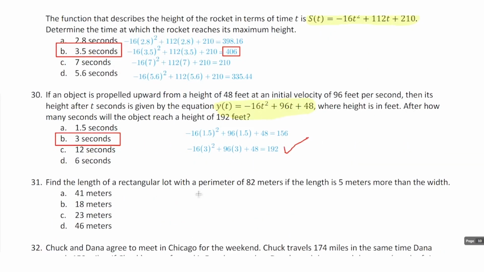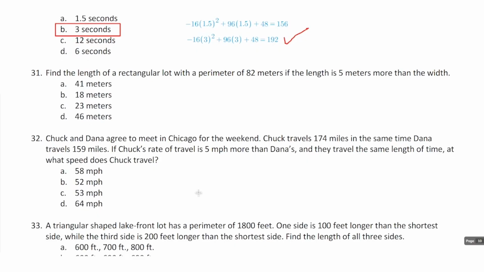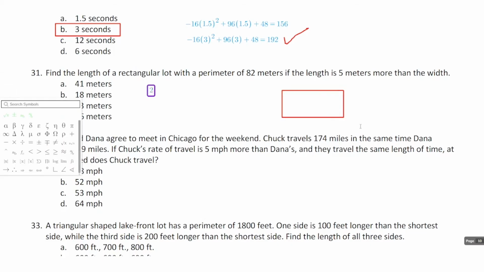B's in a row. Oh, I guess not. Number 31. Find the length of a rectangular lot with a perimeter of 82 and a length that's 5 meters more than the width. So if we got this rectangle, the perimeter is all the sides added together. So that would be like 2 lengths and 2 widths. Add up all those, we should get 82.